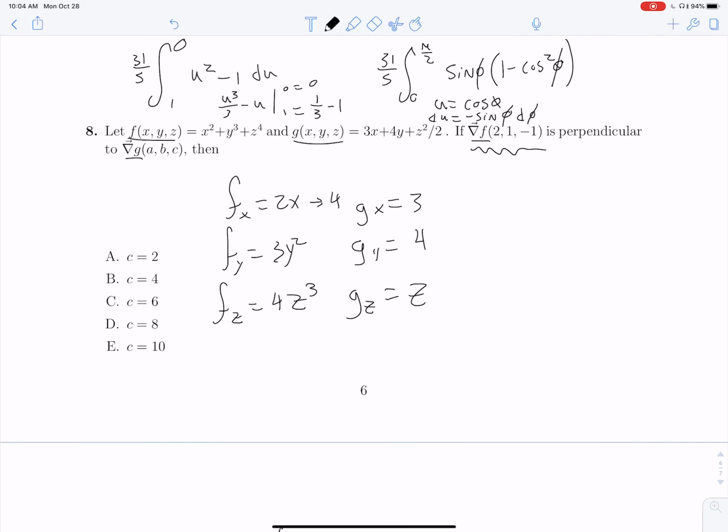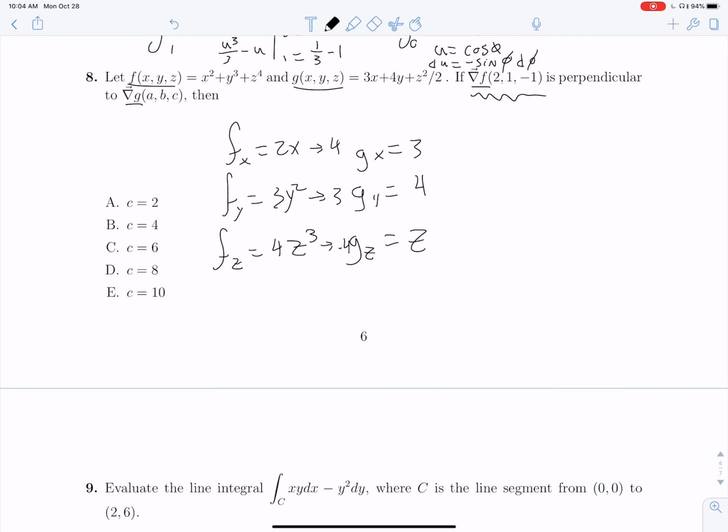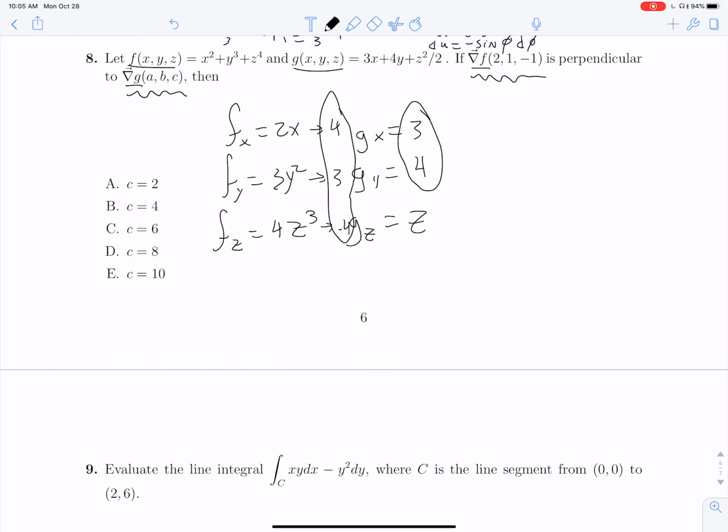So this guy's going to be 4, this guy's going to be 3, and this guy's going to be negative 4. I'll write that out a little better. And we see that we want this gradient to be perpendicular to g at some value a, b, c. Well, our a and b are already defined, and so are these three. So we only have one unknown. They're making it really easy on us.